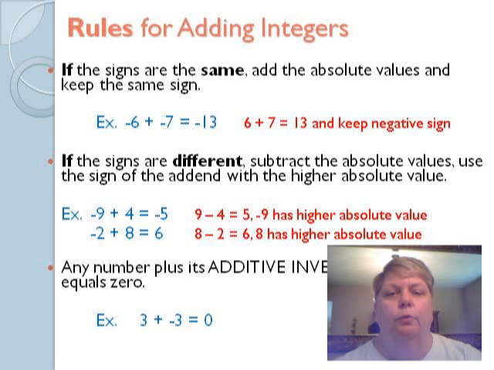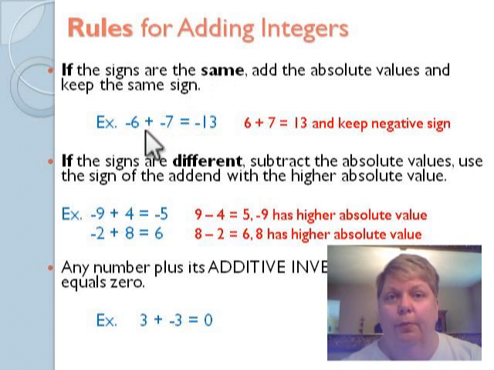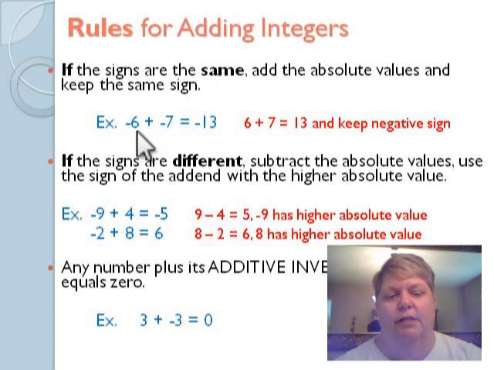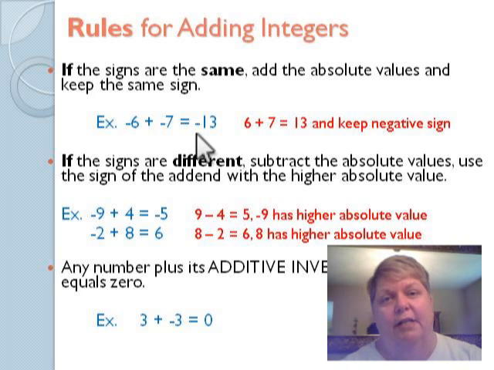When it comes to the rules for adding, we said that if the signs were the same, as it says right here, meaning they're either both negative or both positive, then we really do add the absolute values. We add 6 and we add 7, we get 13, and the sign doesn't change, it stays a negative. The same would be true as if they're both positive. Positive 6 plus positive 7 would be positive 13.